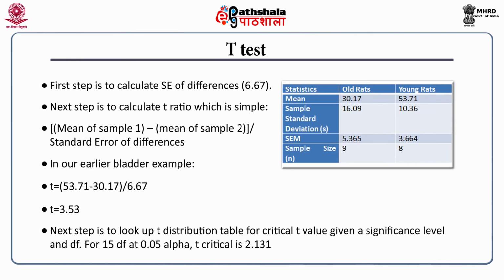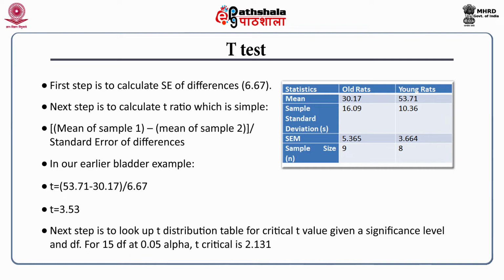To perform the t-test, we have to calculate a ratio, which is very simple: the mean of sample 1 minus the mean of sample 2, divided by the standard error of the difference. In our earlier bladder example, the two group means are subtracted from each other and divided by 6.67, which is our standard error of the difference in the group means. So you get 3.53, which is our t ratio.